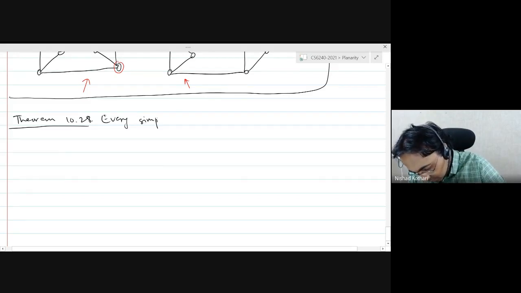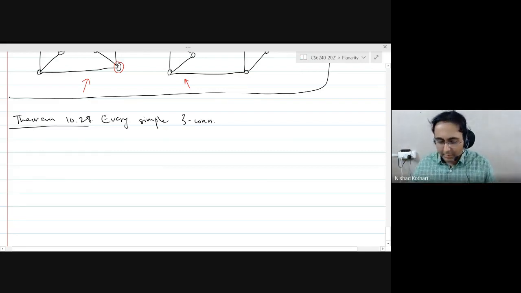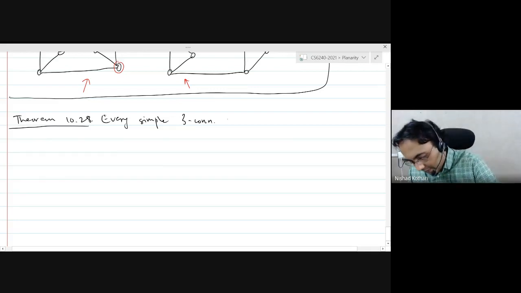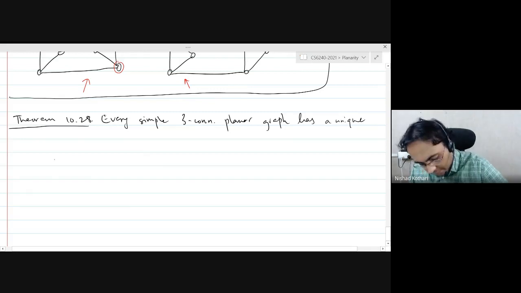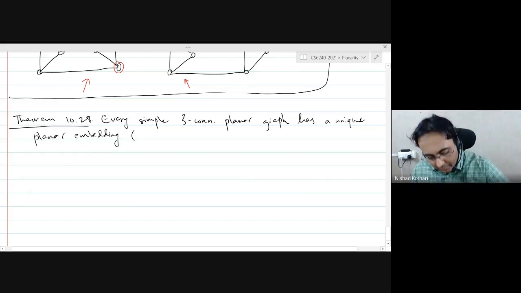Every simple... you also need the graph to be simple. You can think about why, because if you have loops and multiple edges, you can easily get different drawings. Every simple three connected planar graph has a unique planar embedding. Of course, when I say unique planar embedding, that requires some discussion as to what I really mean by that. So what do I mean by unique planar embedding?